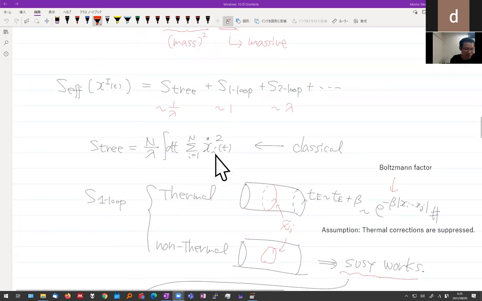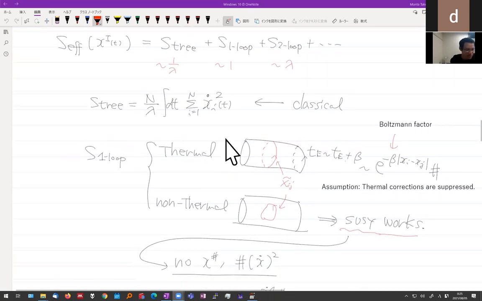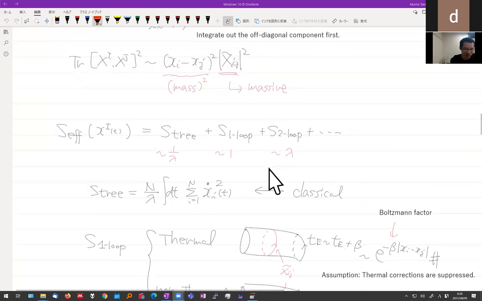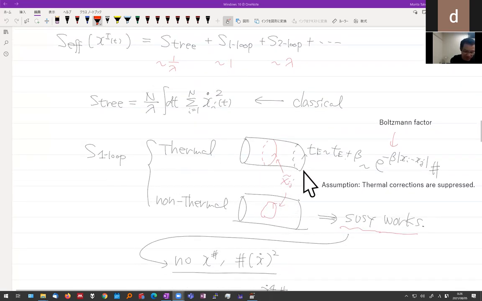And so next we consider this one loop term. There we can decompose two contributions. One is called thermal and another is called non-thermal. So thermal means, as I said, we are considering integrating out this massive component. And thermal means the loop of this massive field winds this temporal circle direction. So this kind of contribution I just call the thermal contribution. And the non-thermal means this loop does not wind this temporal circle, but just goes around topologically trivially.